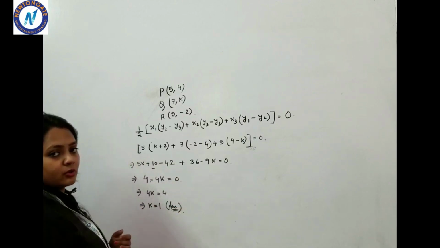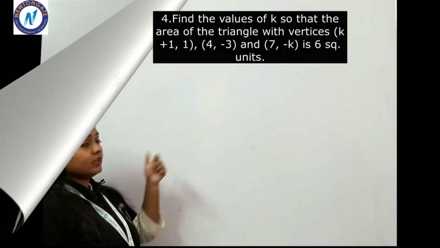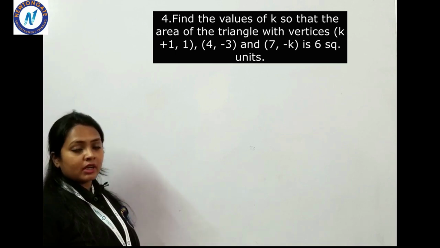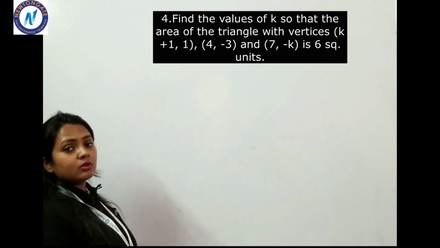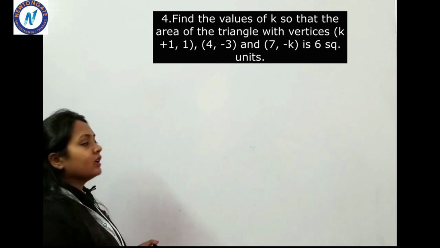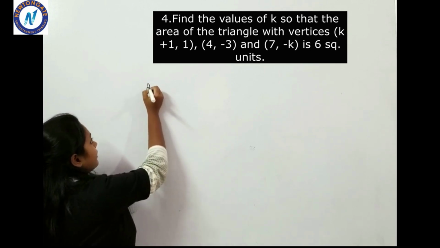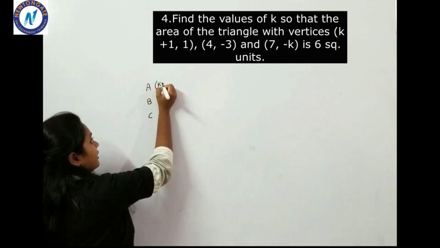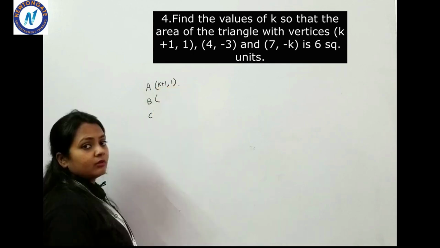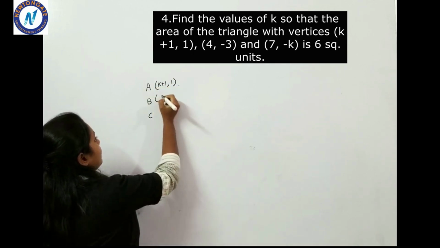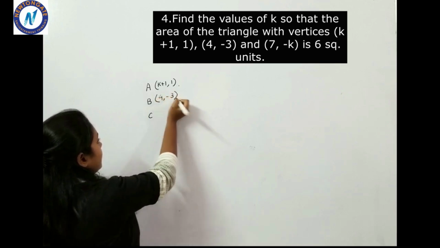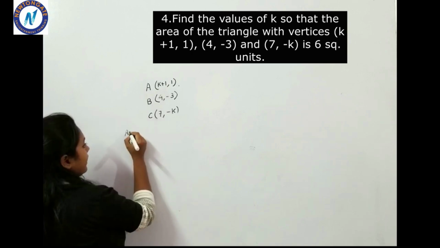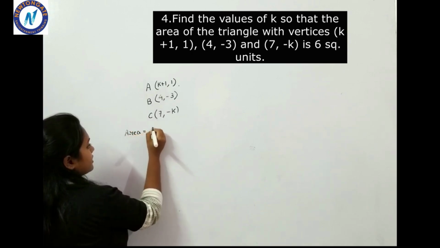We will move to the next question, question number 4. In this question, given that the area of the triangle is 6 square meter and also given the vertices of the triangle. Here the vertices of the triangle are denoted by A, B, C, and the coordinate of A is k plus 1, 1, coordinate of B is 4, minus 3, and coordinate of C is 7, minus k, and area equals 6.